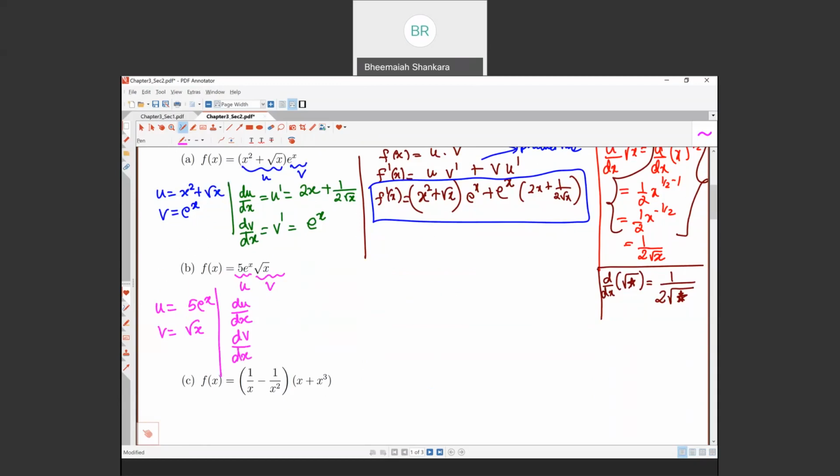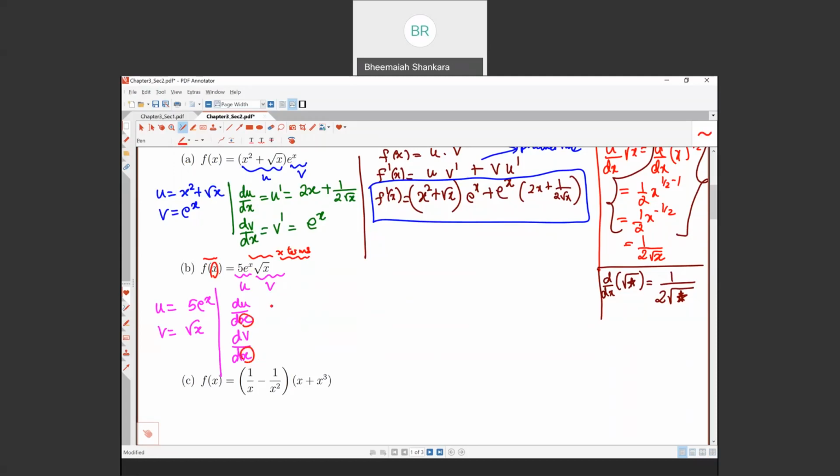You might want to think, why did we write du over dx? Why did we not write du over dy or du over dz and so on? The reason is you are seeing a function of x here, variable x, and on the right hand side you are seeing some x terms here. So you are reading the function as a function of x. So the differentiation variable here is x.